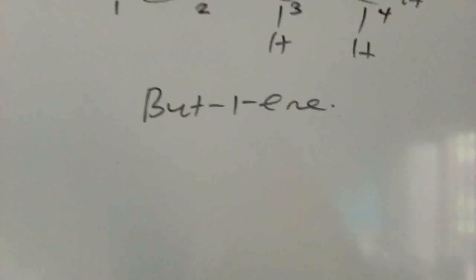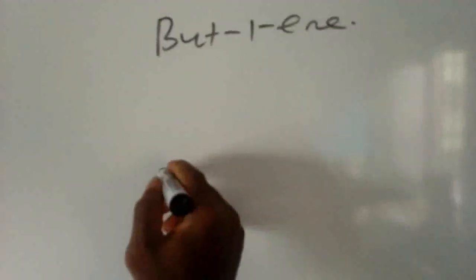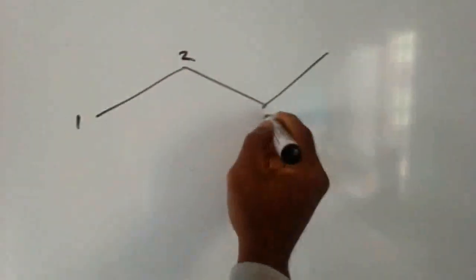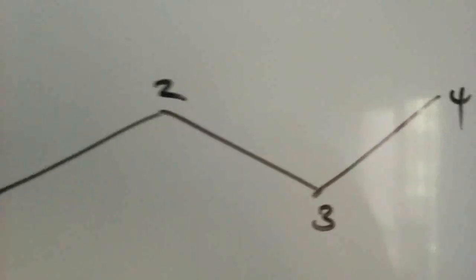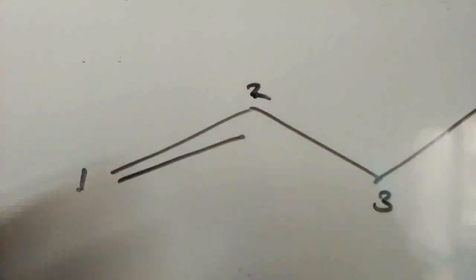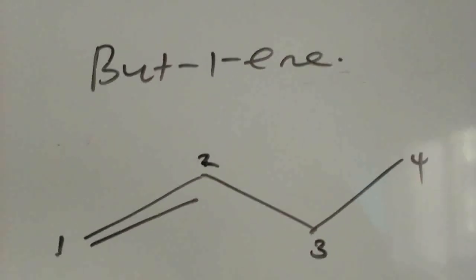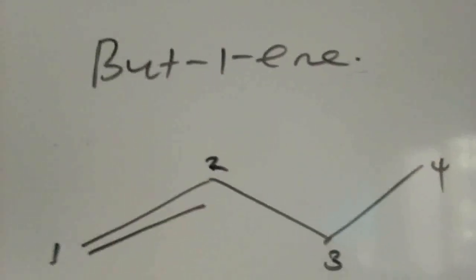So to draw the skeletal formula of this compound, what would I do? I'm going to draw a skeletal structure showing 4 carbon atoms. 1, 2, 3, and 4. So this should be butane. To make it an alkene, how do we bring in the double bond? The double bond lies between carbon number 1 and carbon number 2. So between 1 and 2, I place an underline. So this is the skeletal structure of but-1-ene drawn for us on the board.